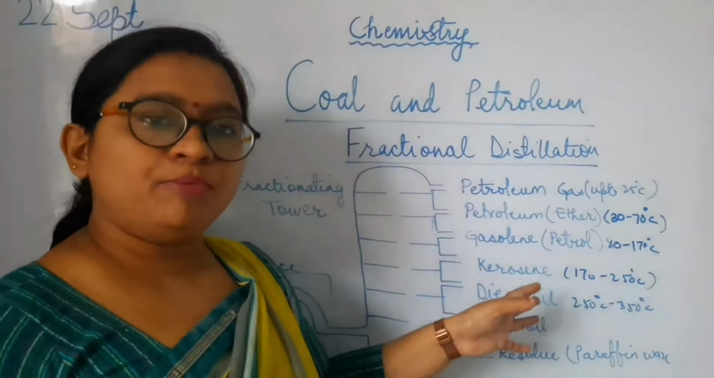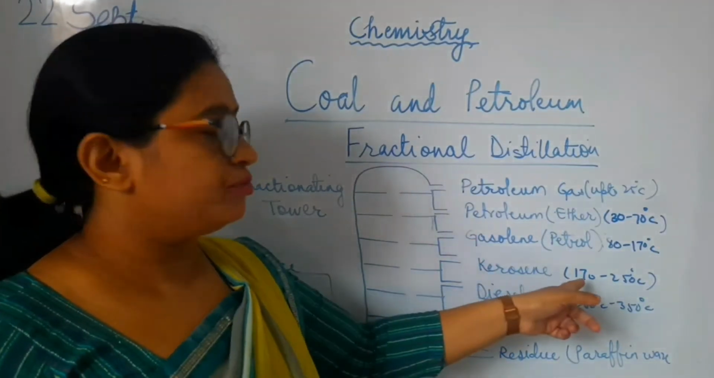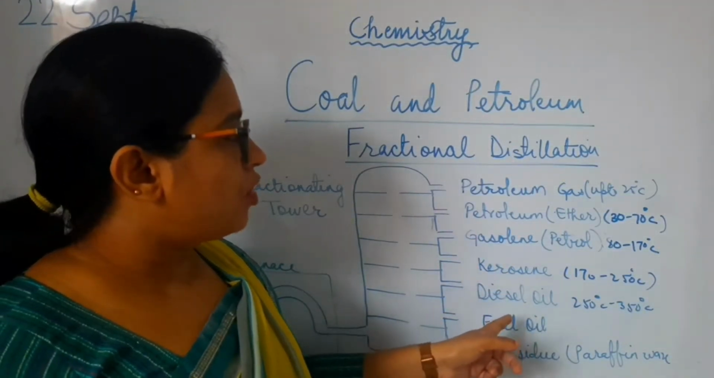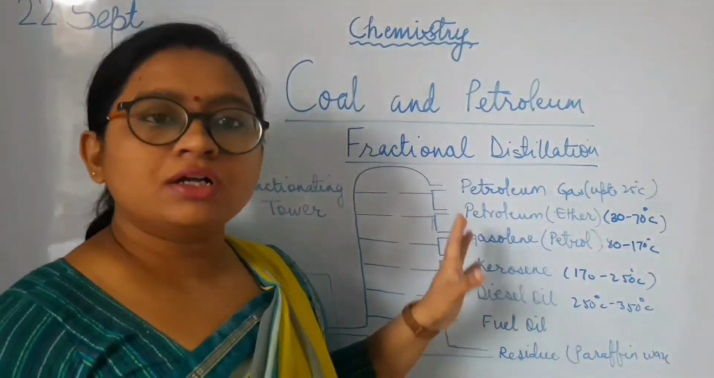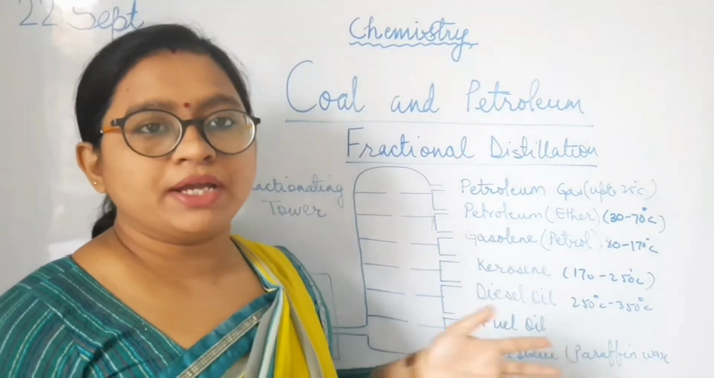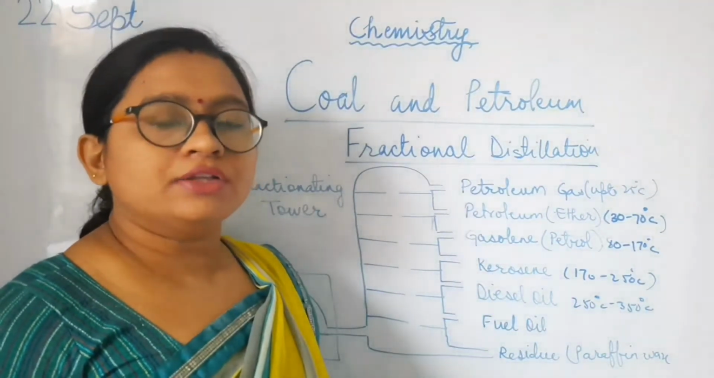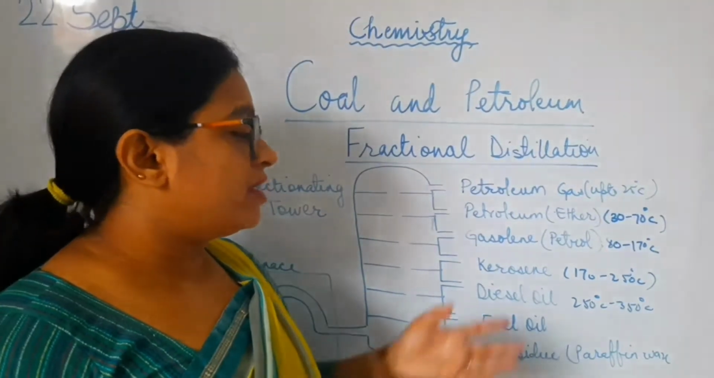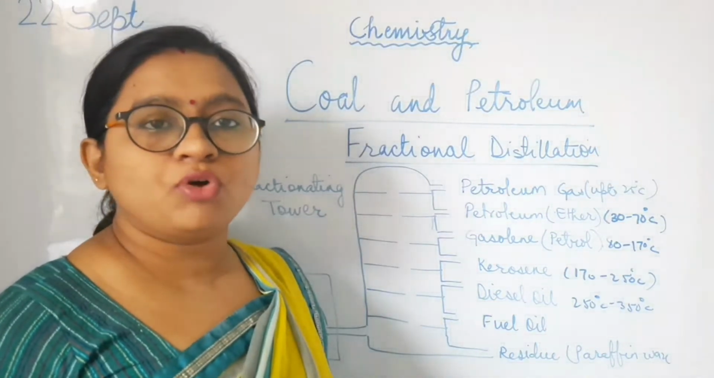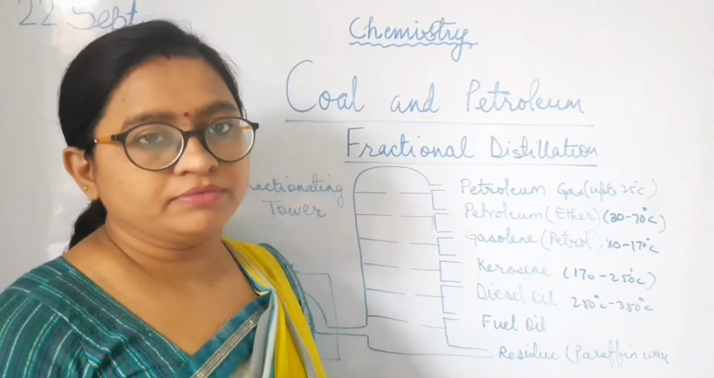Now many of these components you may have definitely heard of. For example, gasoline, which is petrol, kerosene, diesel oil, fuel oil, and paraffin wax also. These are all components which we use in our day-to-day life. For example, petrol and diesel are the fuels which we use in our vehicles. Kerosene is also used. Then paraffin wax is used to make cosmetics and more. So let's discuss the uses of these components one by one.